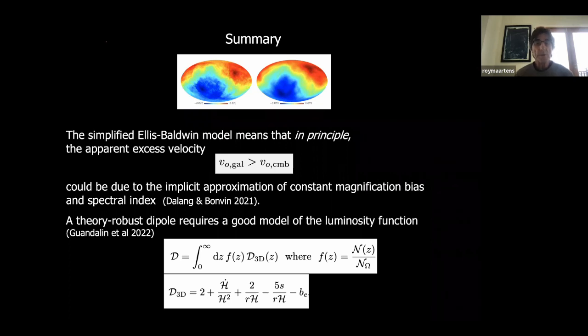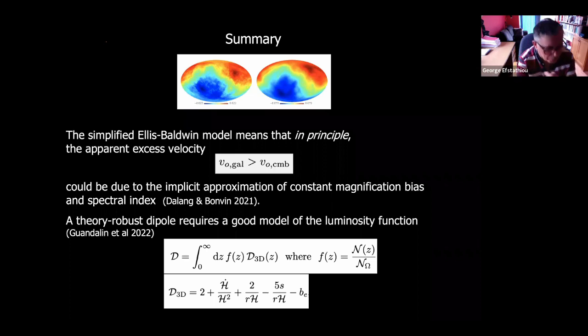But the problem with 21 centimeter intensity mapping is that the radial long wavelength modes are lost to foregrounds, and those are exactly the ones we need for a dipole. So what seems to be the ideal sample for testing the cosmological principle this way actually has this problem of foreground contamination. But we're thinking of ways around it.